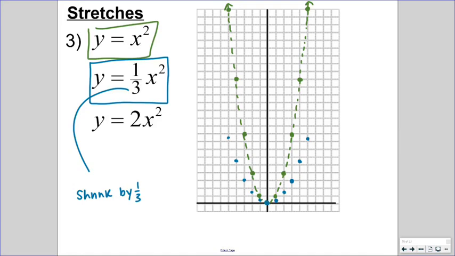And our vertical shrink then becomes this wider graph, right? Shrinks are a little bit wider than the parent function.